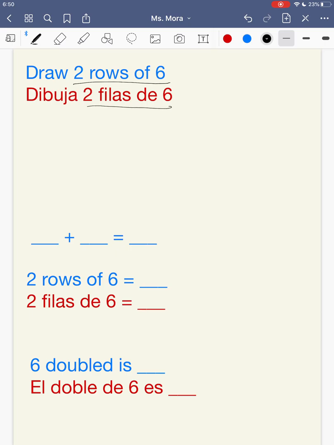And we've been drawing arrays with squares, so I'm going to draw one row of 6. 1, 2, 3, 4, 5, 6, and then a second row of 6. 1, 2, 3, 4, 5, 6. So this is my array.